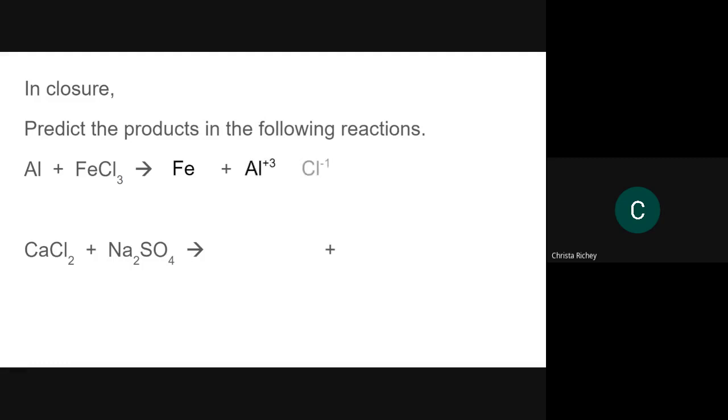Chlorine. The aluminum's +3, the chlorine's -1. So I don't have to do anything to iron because it's not one of those 7 elements, it's just Fe. But what would aluminum chloride look like? No, AlCl3.